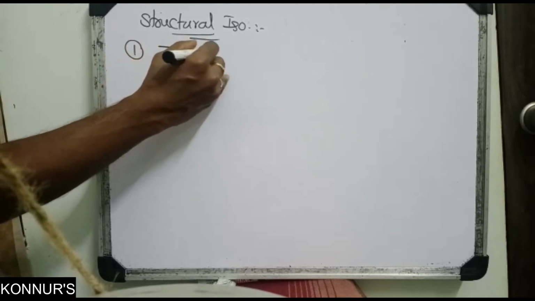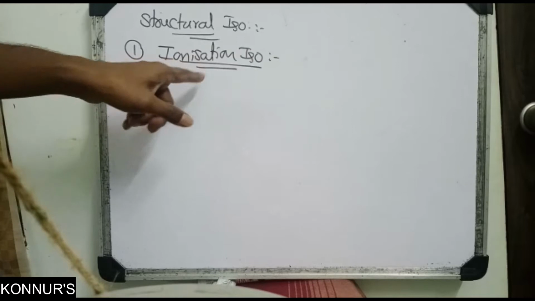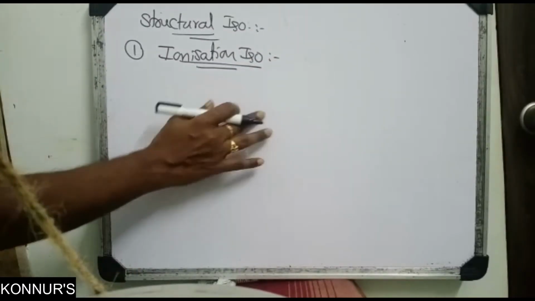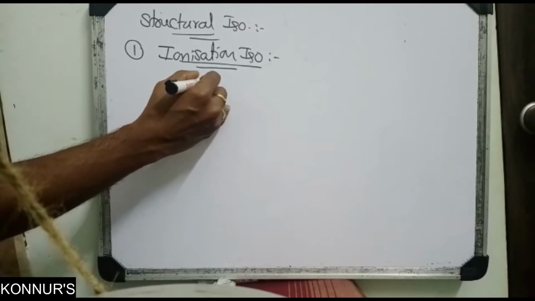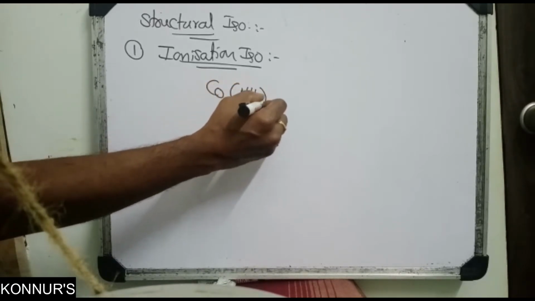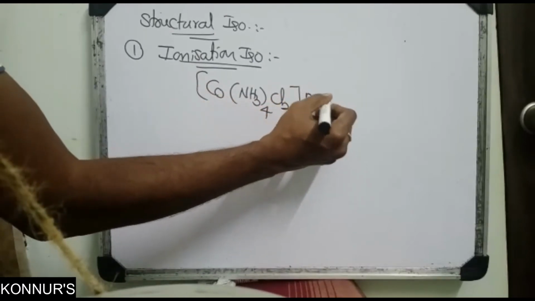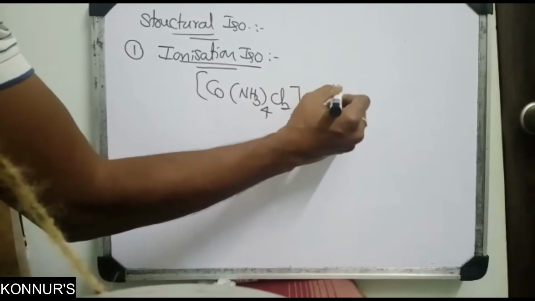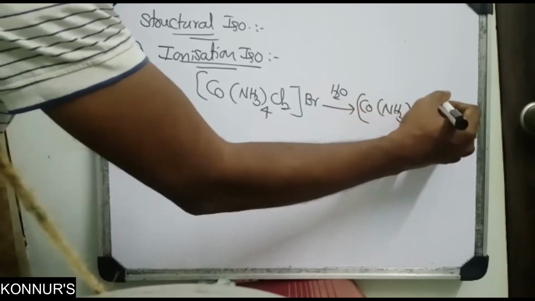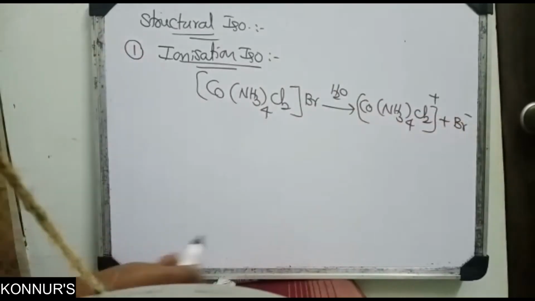ionization isomerism. Ionization isomerism means the compounds have the same molecular formula but show different properties through the difference in the ions which are coming from the solvent or solution state. Suppose you take [Co(NH3)4Cl2]Br and add it into water. Then what happens? You get [Co(NH3)4Cl2]+ and Br minus. In this complex, the bromide ion comes outside into the solution.